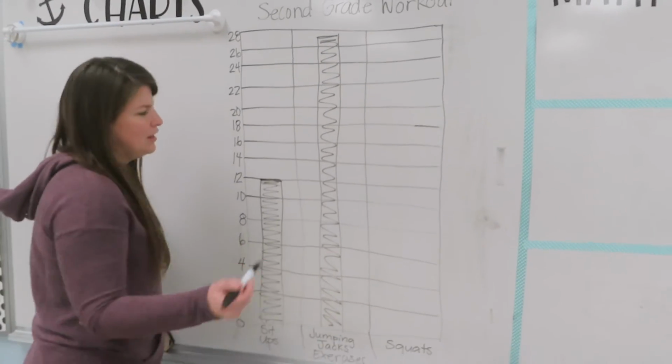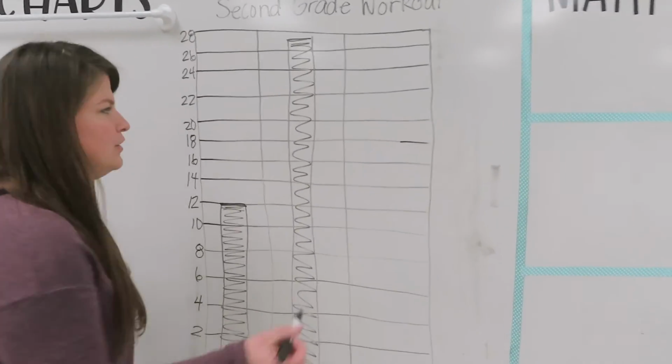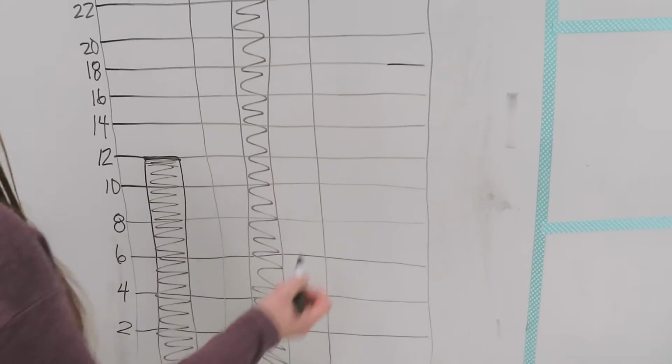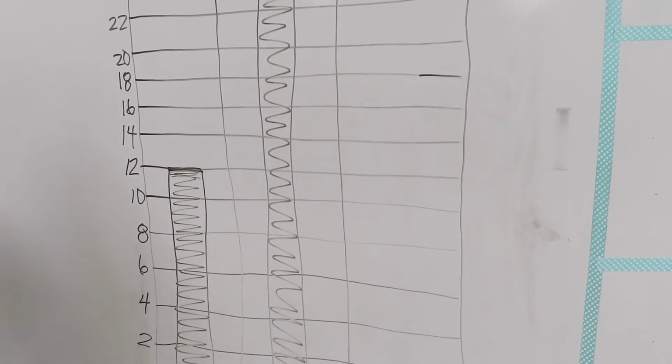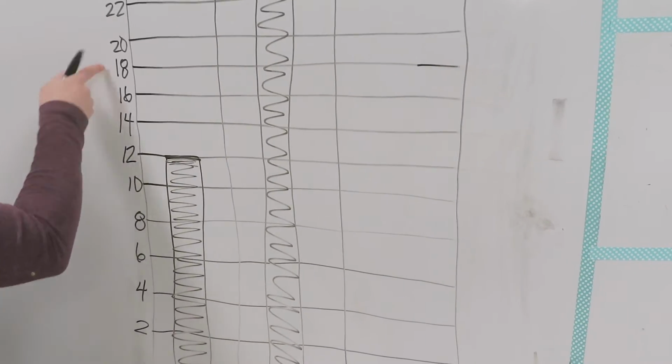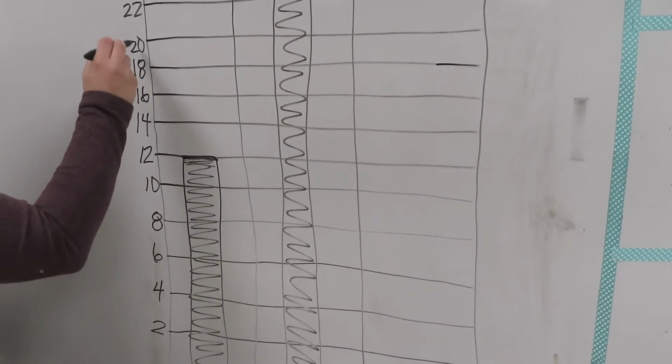We just did our squats and we got 19. So kind of like before, the first thing we're going to do is try and track where we're going to stop. So we did 19 squats. You'll notice that there is no 19 on our graph, so we need to go between 18 and 20.